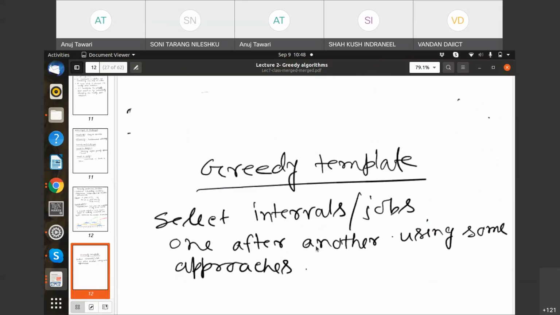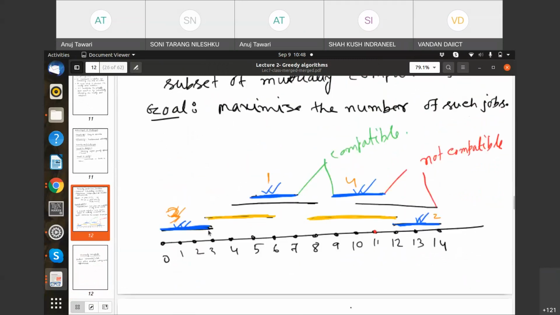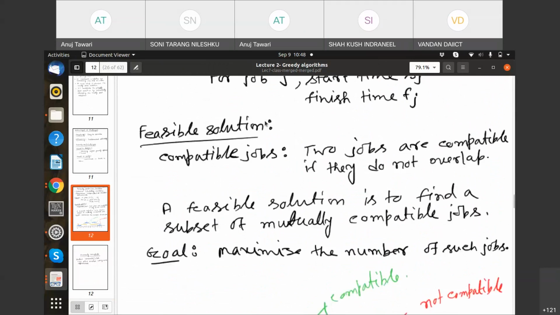Okay. And obviously you can see that divide and conquer will not work here because you don't know which to take first. So usually where you have to make a choice, greedy is the first strategy you will look at.